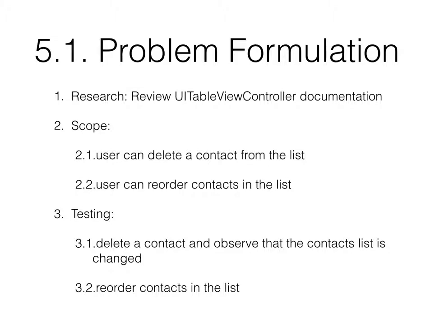In the problem formulation, there are 3 steps. First, do some research on the problem at hand or the similar apps, which we've done in iteration 1. But in here, since this is the first time we work on the reordering and managing, we might do some research to learn a little bit about the table view controller and how it manages the list. Then we define the scope and do the testing.